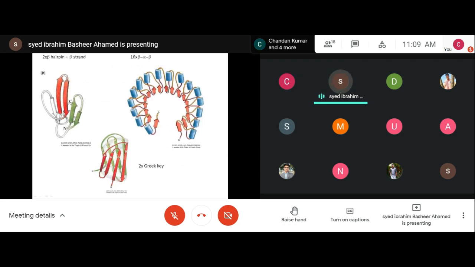So all these super secondary structures, all these motifs come together and can make a domain. Here you can see two Greek key motifs, which make a domain. This is a horseshoe structure where you can see the beta alpha beta motif repeatedly, and it makes a domain.